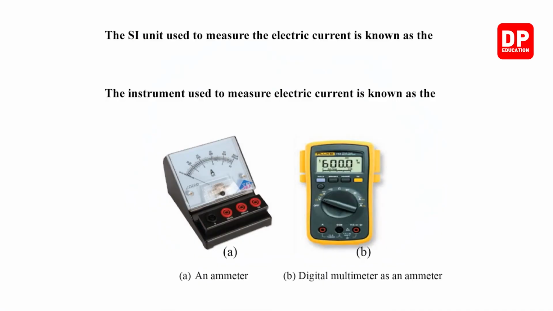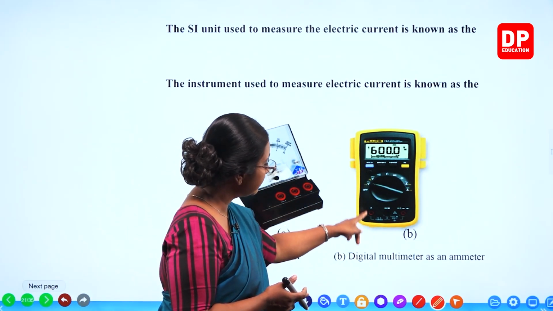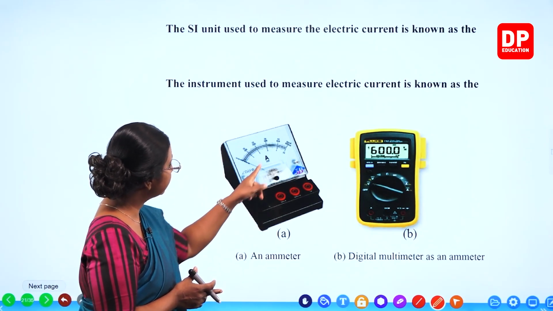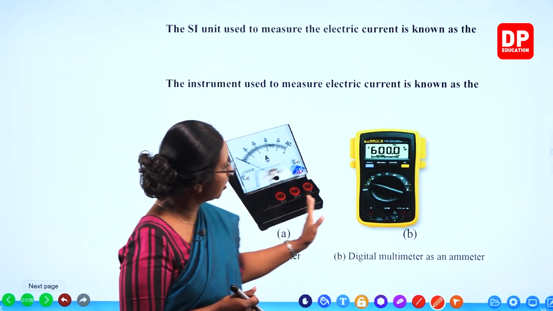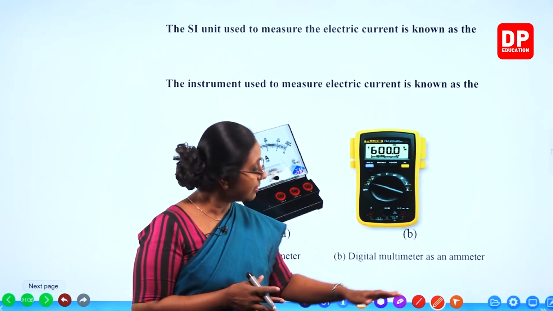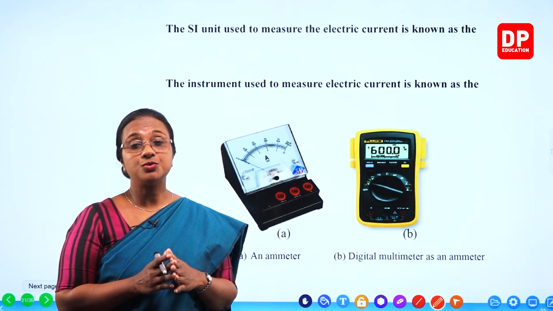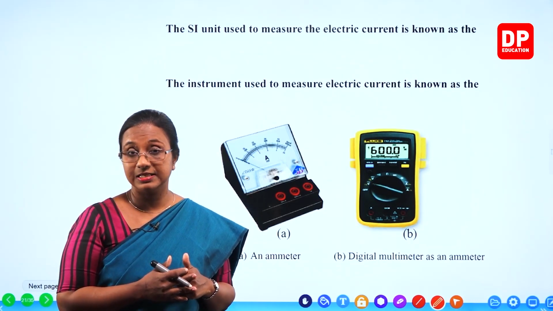Okay, students. So here first look at the two diagrams. Now these are two instruments. One is an ammeter and this one is a digital multimeter used as an ammeter. So here you can see the symbol A and you can see the indicator, and here also this is a digital one. So you can directly get the value there. That is also used as an ammeter. Now this is an instrument that is used to measure the current that flows through a circuit.